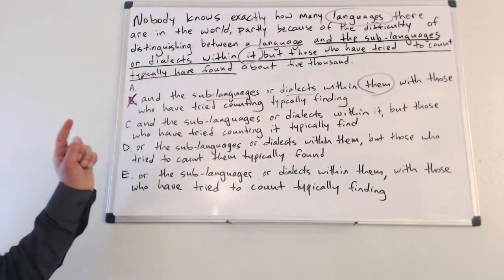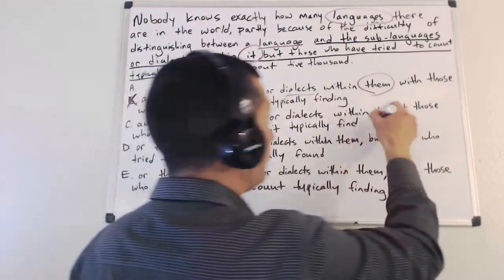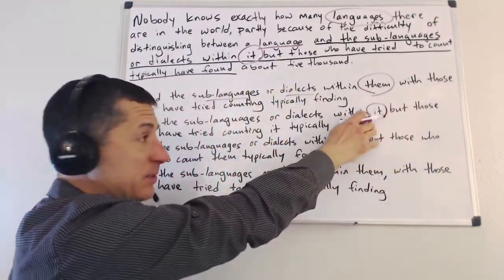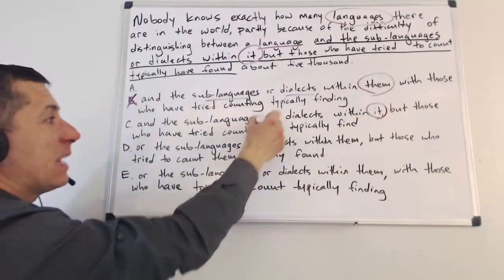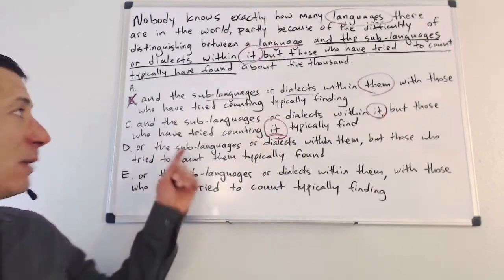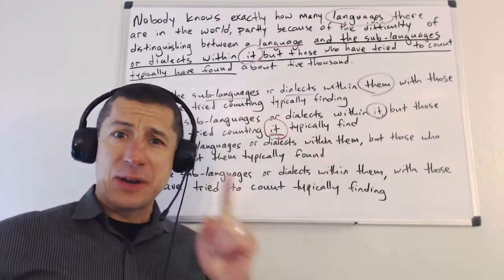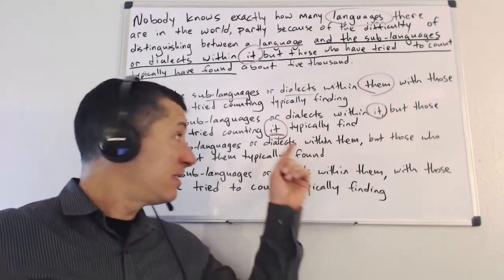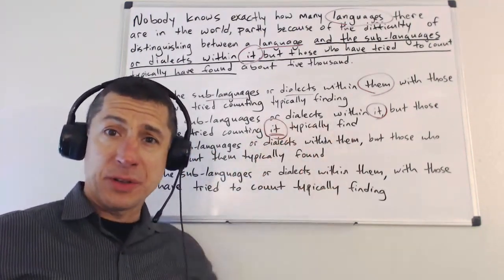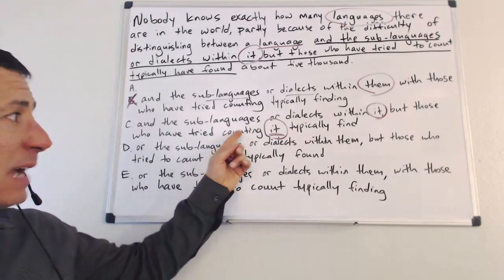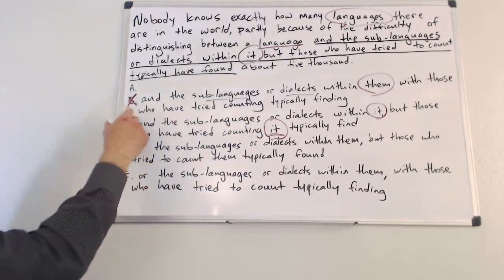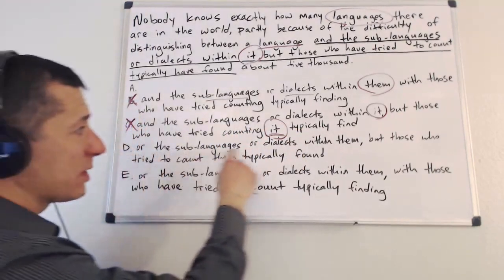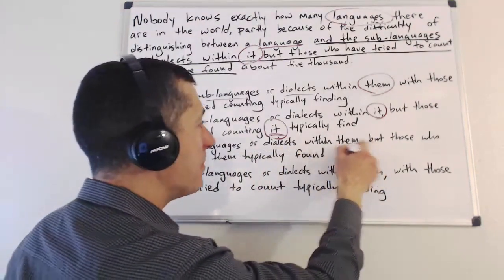What about C? When the sublanguages or dialects within it? Great. We have that same "it" as we had in A. So far, so good. We have a second "it." What about this one? What are we counting? Tried counting it. Tried counting a singular language. That doesn't make any sense. We're counting multiple languages. If we're counting something, it has to be something plural that we're counting. Doesn't make sense to say counting one language. So C is out.